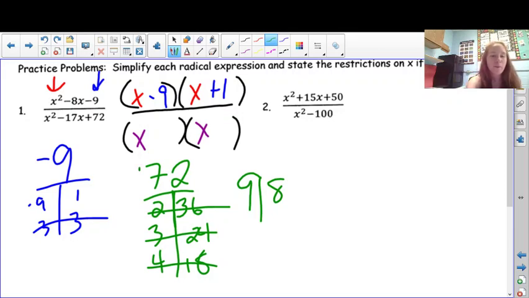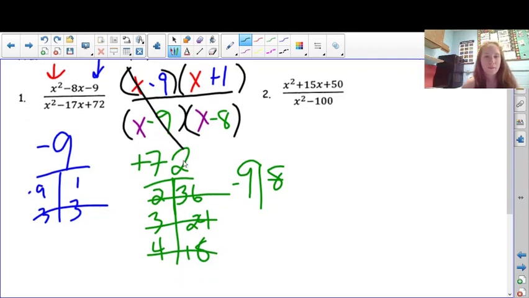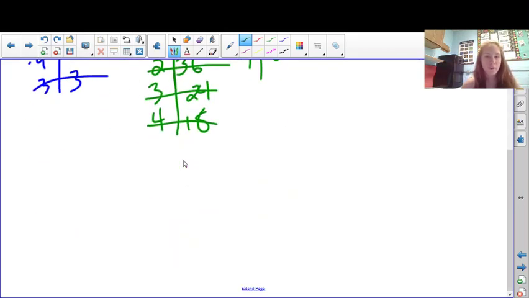Now, I need to multiply to a positive 72 and add to a negative 17. So I need both of them to be negative. So minus 9, minus 8. I have a factor of x minus 9 in common. So I'm left with x plus 1 over x minus 8.